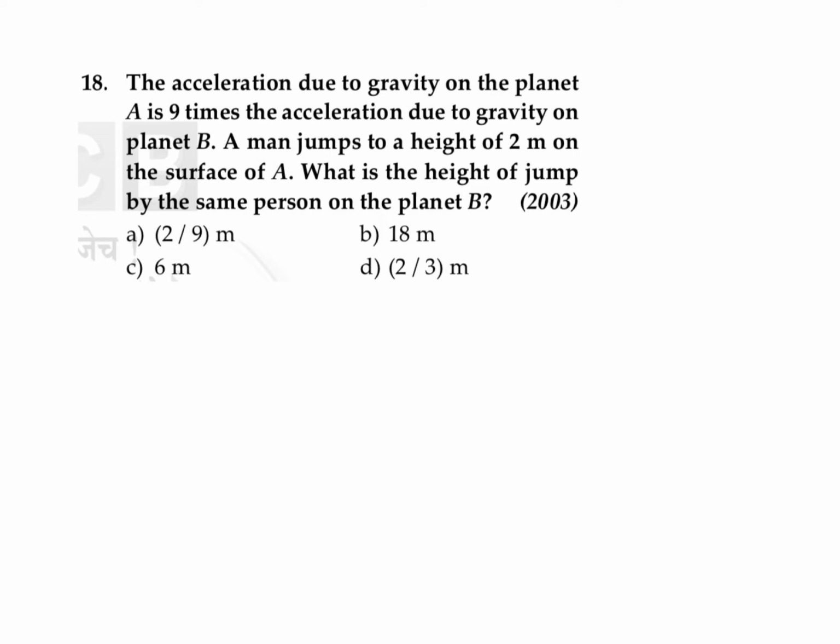So we can find out the relation between height and acceleration due to gravity. If an object is projected with a velocity v from the surface of a planet, the maximum height reached by this person, let's say that is equal to h, or if he jumps with a velocity v, then the maximum height reached, let's say that is equal to h. The relation for h is h = v² / 2g.